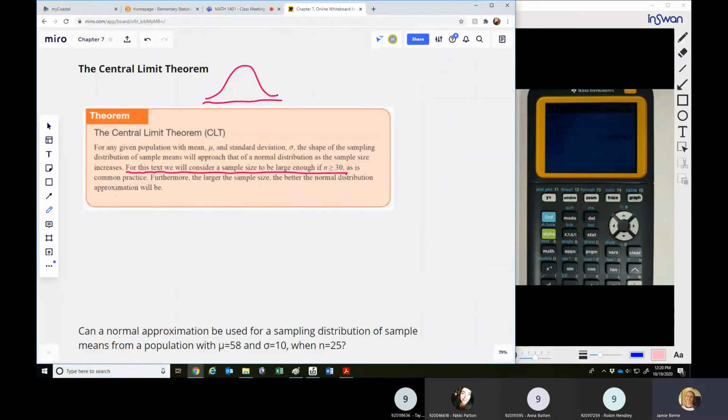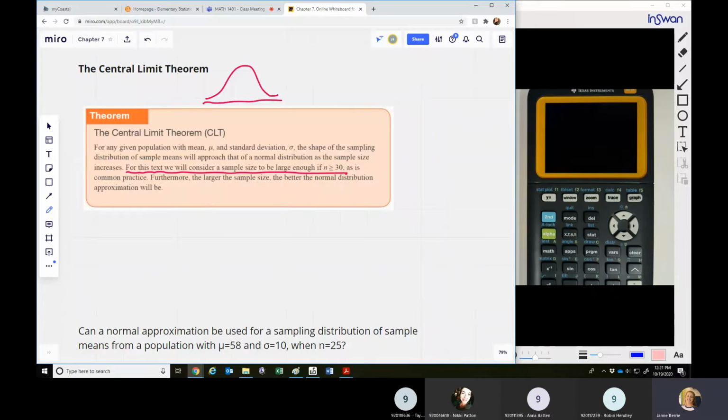And it says, furthermore, the larger your sample size, so if you choose an even larger sample size like 50 or 100, the better your normal distribution approximation will be. So you want to choose as large a sample size as you can get in practice.